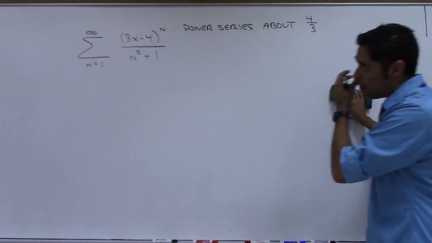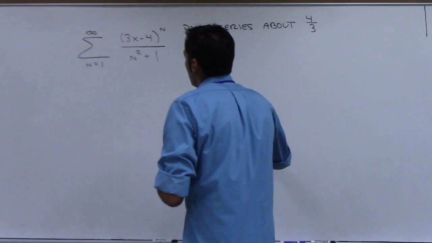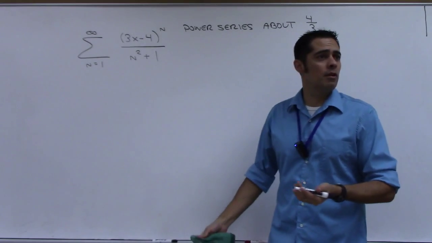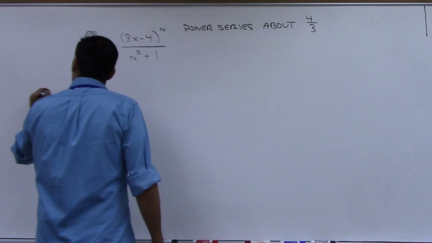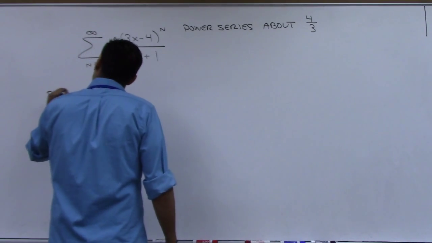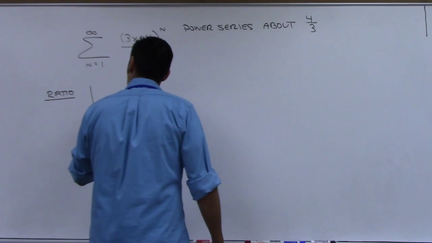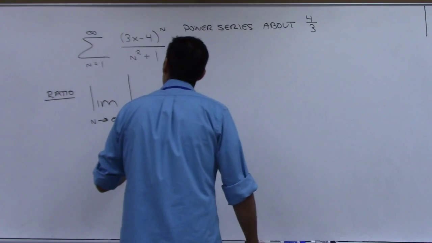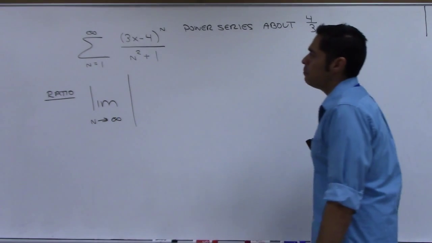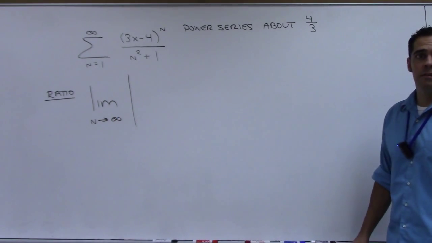OK, so it's about 4/3. Let's do a ratio test. Let's figure out where it converges, right? So for the ratio test, I want to take the limit as n goes to infinity of, I've got to plug n plus 1 into that first, right?